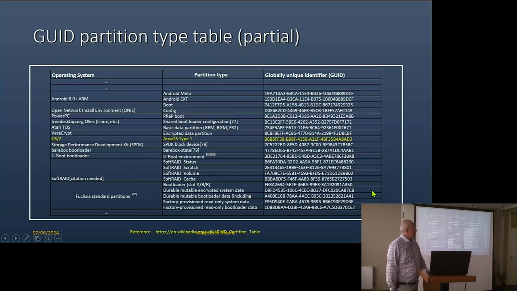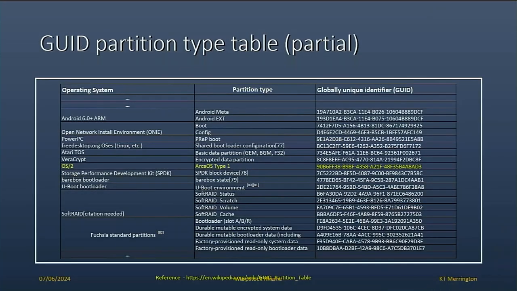Okay, this is a partial list of types. What you can see, for example, there's an Android operating system with a partition type with a GUID, and here is the OS2 ArcaOS type, and this should be the same number I showed you previously. If it's not, it's a typo. But this is really only a very small amount. This you can find back on Wikipedia if you wish.